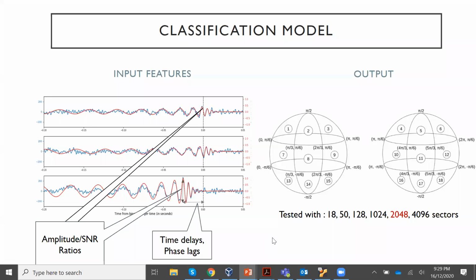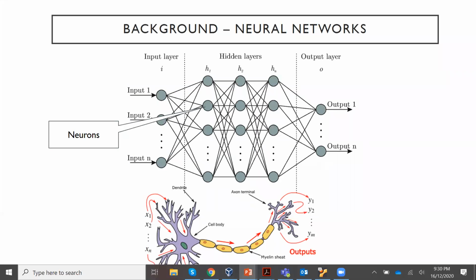And for my output, I try to predict which grid or which sector in the sky the gravitational wave is coming from. So I divide the sky into numerous sectors. I typically use 2048 sectors, and I try to predict which sector the gravitational wave is coming from. And for that, I use a neural network.